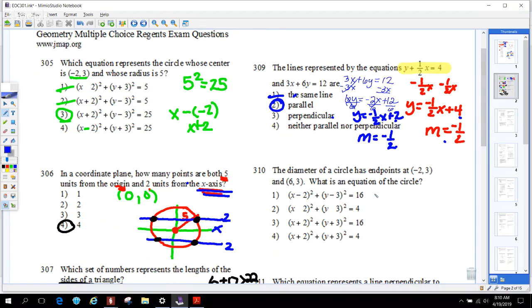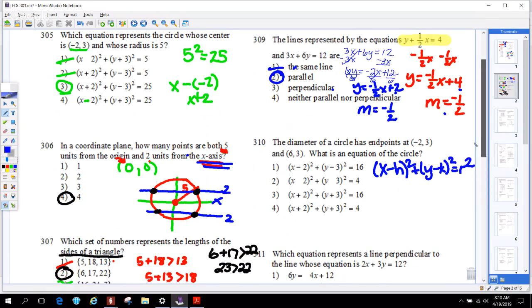This next one, we know our formula is x minus h squared plus y minus k squared equals the radius squared. And we know that from the formula sheet. So first we're just going to plug in. Y minus k. So then I'm going to put in the negative 2. So I know this is going to be x plus 2 squared plus y minus 3 squared. So right away, I'm assuming these are negatives, I can cross out 1 and 2.